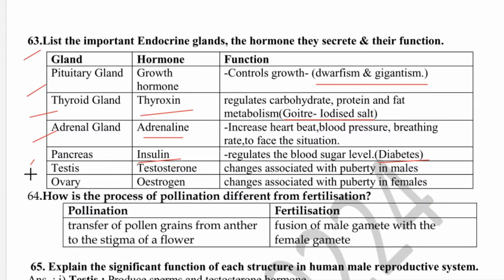Next one is testis. Hormone here is testosterone. Changes associated with puberty in males. And next one is ovary. Hormone estrogen. Changes associated with puberty in females.